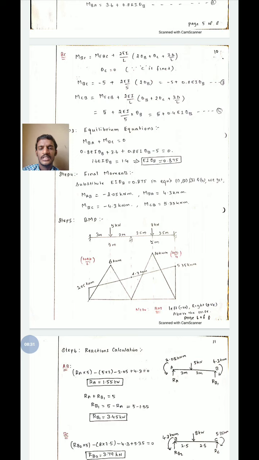Using the step 4 final moment values, we have to draw the bending moment diagram. The bending moment diagram is drawn based on this: left end negative and right end positive is above the base, and left end positive and right end negative is below the base.